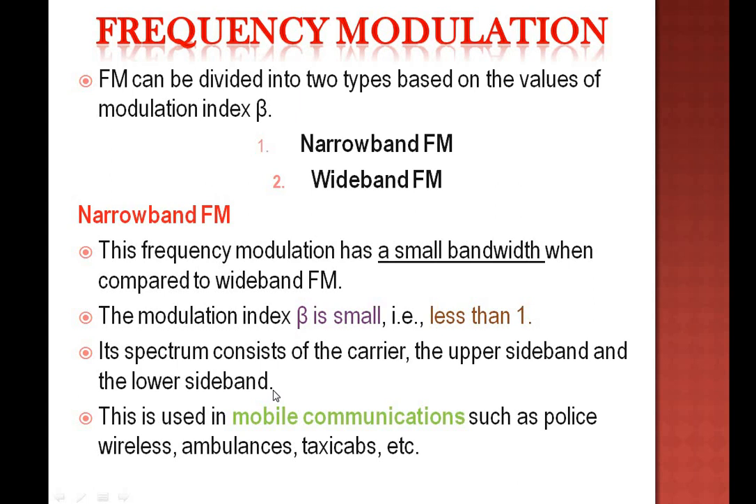The applications where you use this frequency modulation are mostly in mobile communications, such as police wireless, walkie-talkies, ambulances, taxis, cabs, etc. In overall mobile communication, you are going to use narrow band frequency modulation. So what are the features of narrow band frequency modulation? Beta value should be less than 1 and the bandwidth is small compared to wide band frequency modulation. The spectrum consists of the carrier signal, upper sideband as well as lower sideband, and the application is in mobile communications.